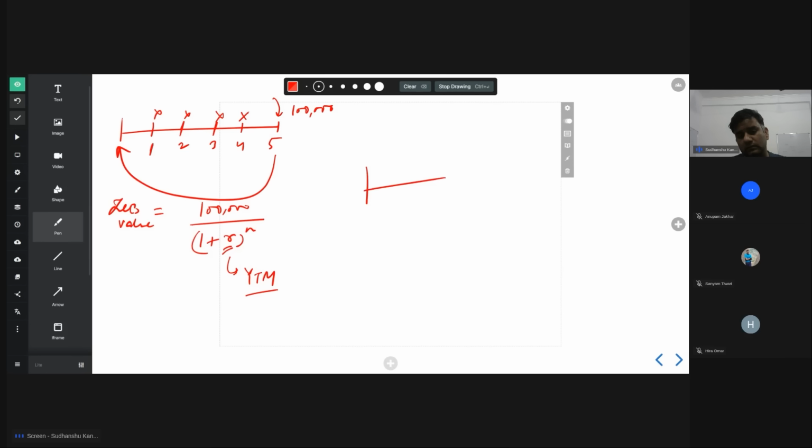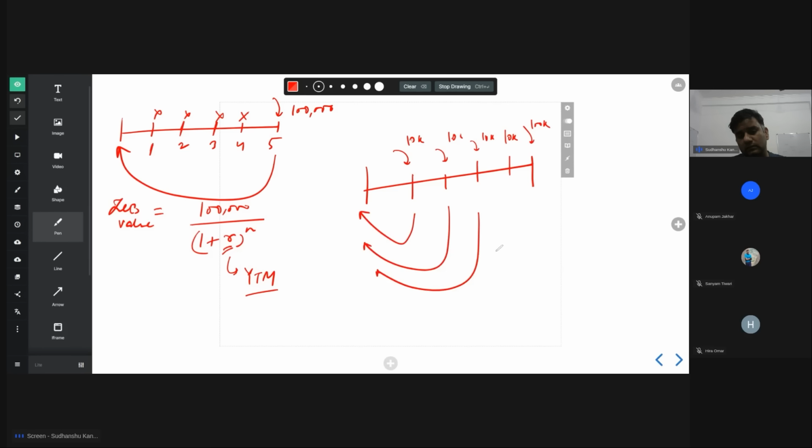Let's say if there was a coupon paying bond, right? Let's say 10K is coming here, 10K here, 10K here, 10K here, and 100K is here. So what will you do? You will discount by this. You will say, sir, I have five cash flows, and I have to discount all five cash flows. So the basic principle here is that you are discounting all five cash flows.